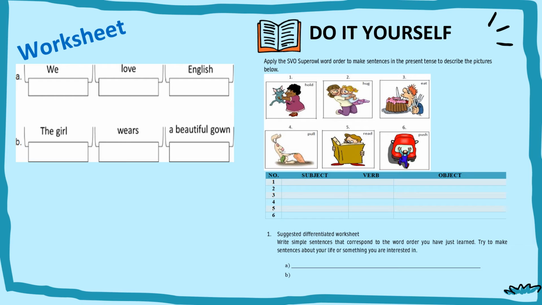The next worksheet will be try it out yourself. Pupils need to apply the SVO superhouse word order to make sentences in the present tense to describe the pictures below. Here I have also suggested a differentiated worksheet where pupils need to write simple sentences that correspond to the word order which they have just learned.